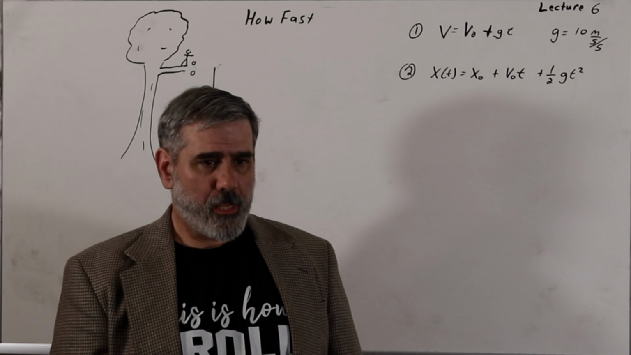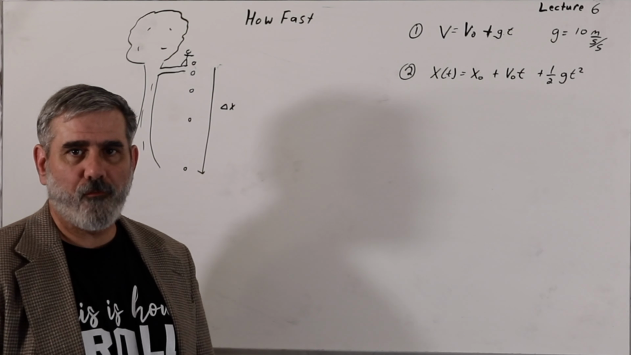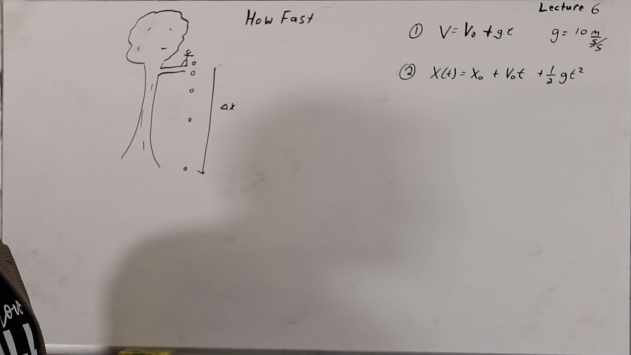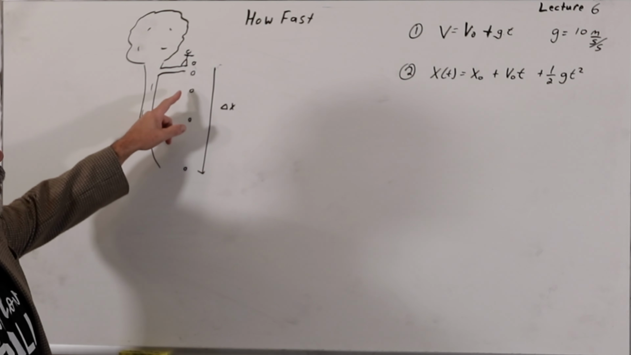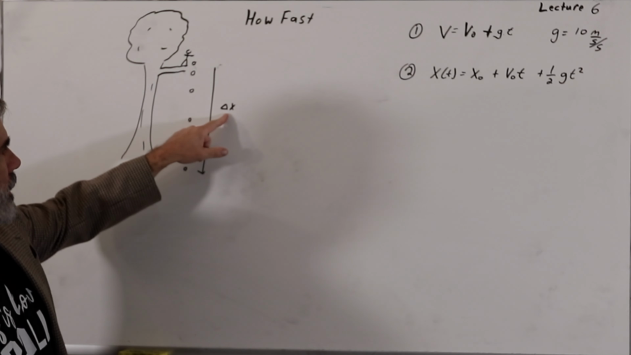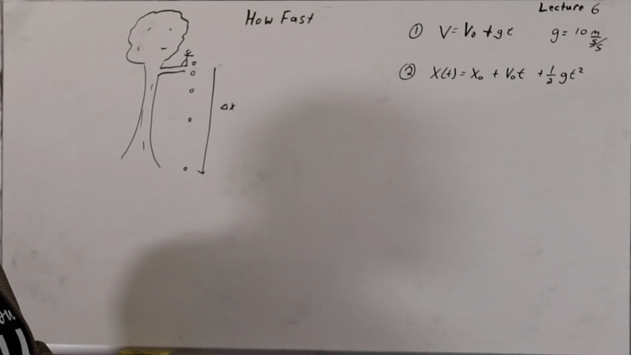Welcome back to Lecture 6. This lecture is titled, How Fast? And so in this lecture, we're going to imagine that we drop a ball from some high distance, like say a tree in your backyard. And we want to know if it falls some distance, delta x, or really displacement, delta x, how fast is it going right before it hits the ground?